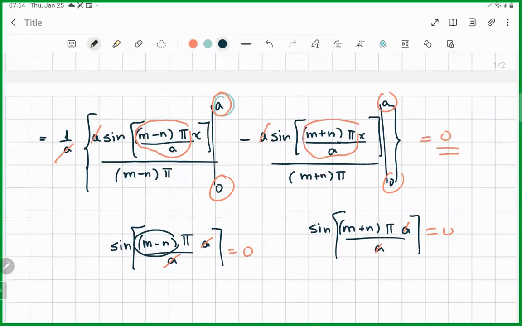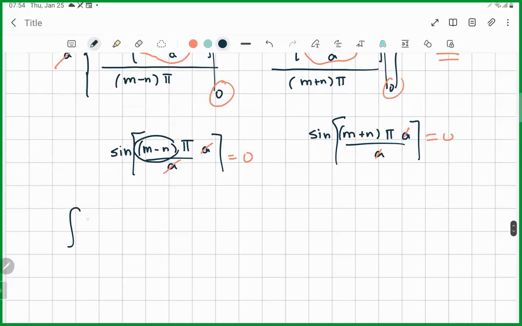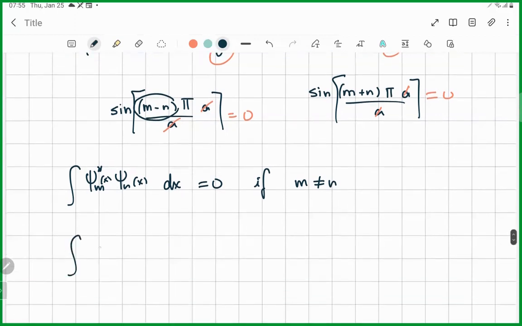And so the answer, we finally proved that if we have two functions, the first one conjugate to the next one itself, this is going to be 0 if m is different from n. Okay, well, and how about if m is equal to n? If m is equal to n, we are back to normalization. Okay, and so when m is equal to n.